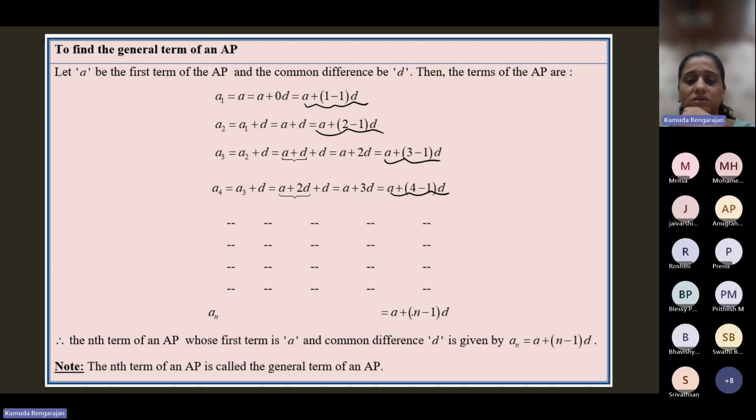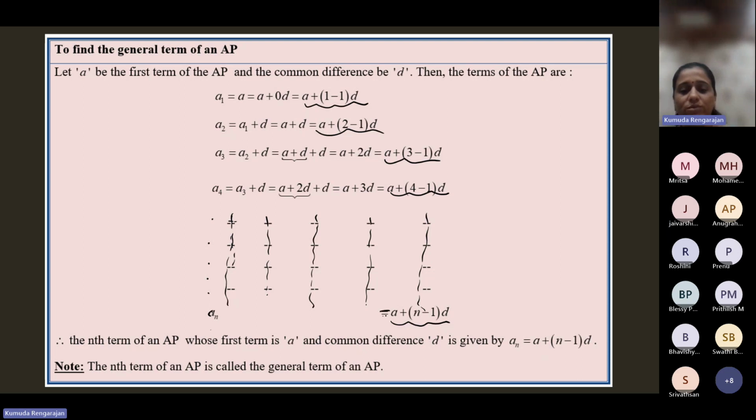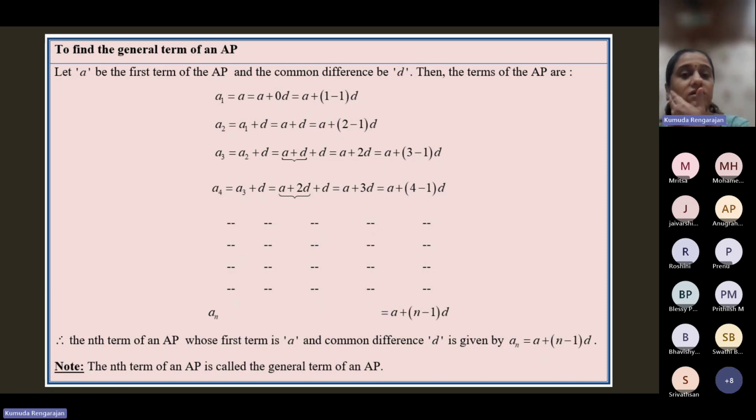So by observation, we understand that the nth term is equal to A plus N minus 1. This is nothing but going on like this. I couldn't type it like that, so I just put dashes. It's like it goes on like that, like A5, A6, A7, A8, A9, going on like that. An is equal to A plus N minus 1 into D. You don't have to put dashes like this, I should have mentioned that. Just put lines like this. So that's about the derivation of the formula to find the nth term of an arithmetic progression.